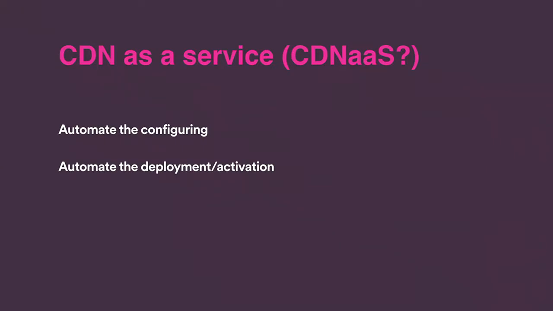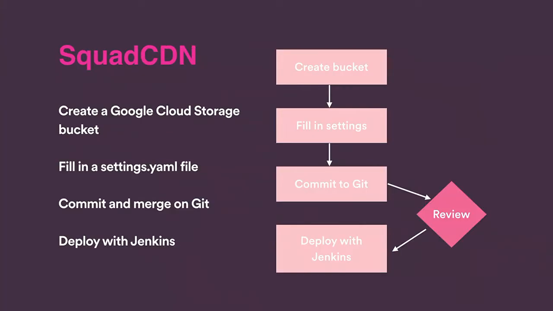But you may today, for instance, consider maybe Terraform. There's a demo of it outside in the developer zone. So creating a service with Squad CDN is as easy as creating a bucket with your content, fill in a human-readable settings file, committing it to Git, review, merge, and deploy with our continuous integration service of choice, Jenkins.